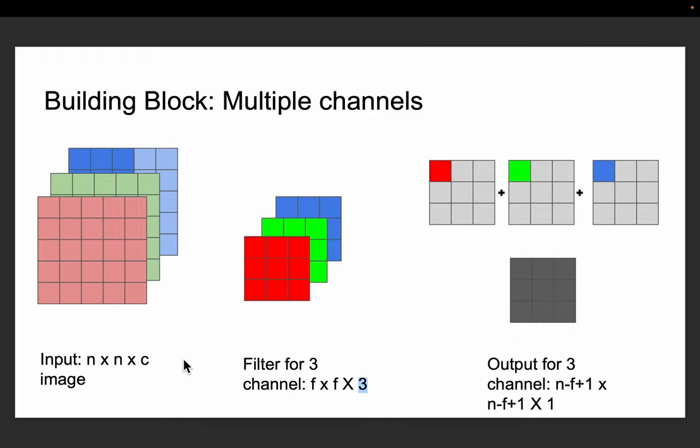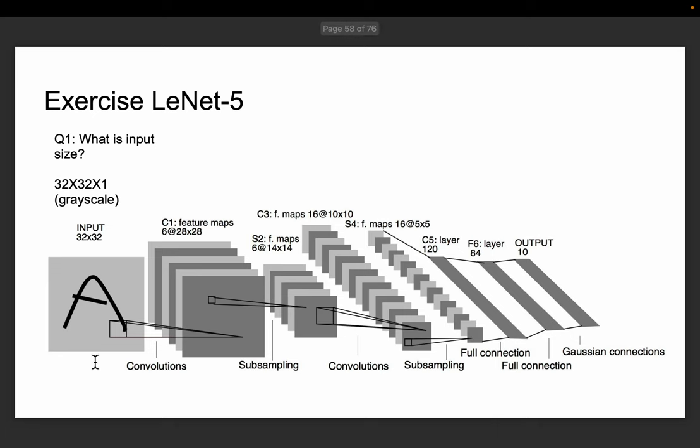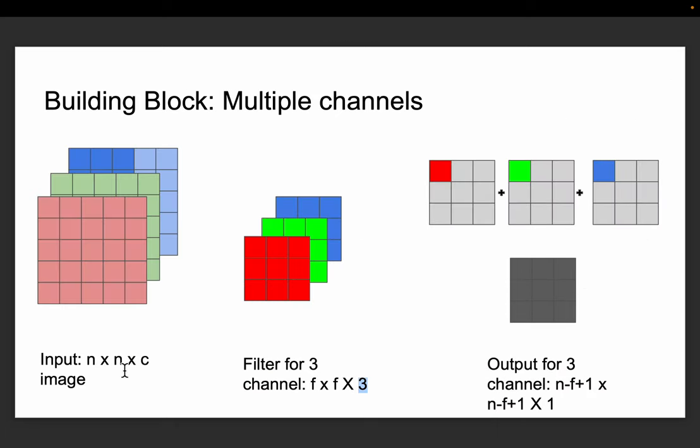So 6 to 16. Let's put the numbers here. From the earlier example, n is 14 and c is 6. The output corresponding to a single channel is 10 cross 10 cross 1. If you applied only a single filter, F would be 5, and the filter would be 5 cross 5 cross 6. So n is 14, C is 6, F is 5, and the filter's channel count is also C equal to 6. Correspondingly, you get a single grayscale image of size 10 cross 10 cross 1.